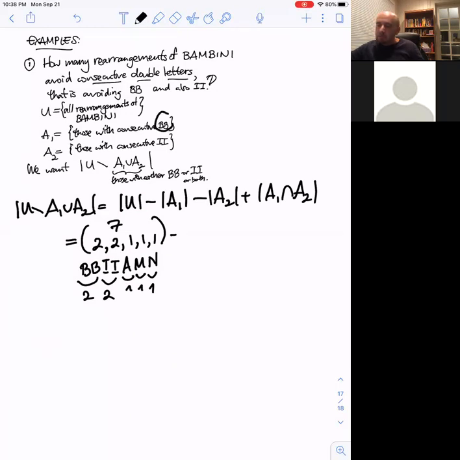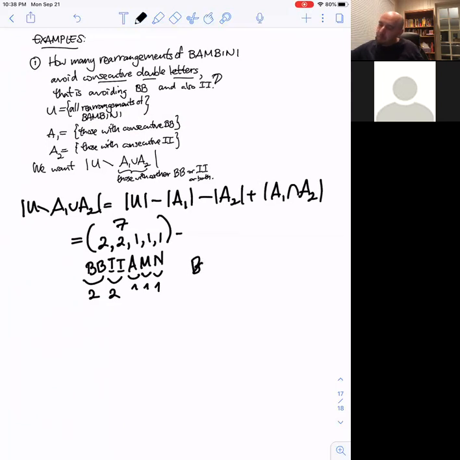And so in A1, those are the ones where we've got this consecutive BB. So the BB we think of as it's like a super letter. And so we just say to ourselves, okay, there's this super letter BB that we now think of as a single letter. There's the I, the A, the M, and the N. So there's two of these, one of those, one of them, and one of those. So the BB is just now thought of as a single letter. And so if we take all the rearrangements of the super letter and the I's and the A and the M and the N, that gives us the things that are in A1.